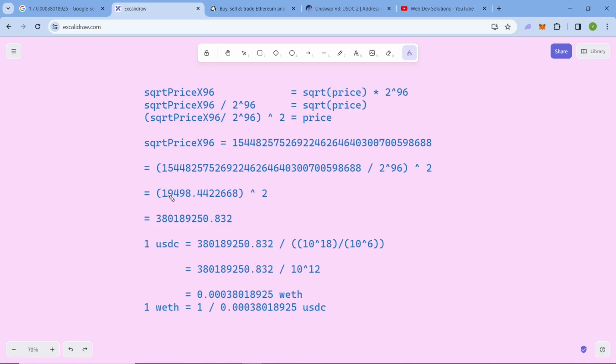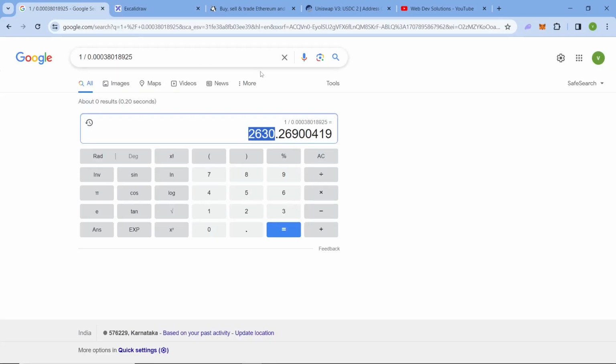So now let's calculate it. I'm applying the same formula. As you can see, I'm dividing our square root price x96 by 2 power 96, and raising it to the power of 2, and the number is like this. You can just copy and paste this expression into Google, and you will get the answer for what exactly it results in.